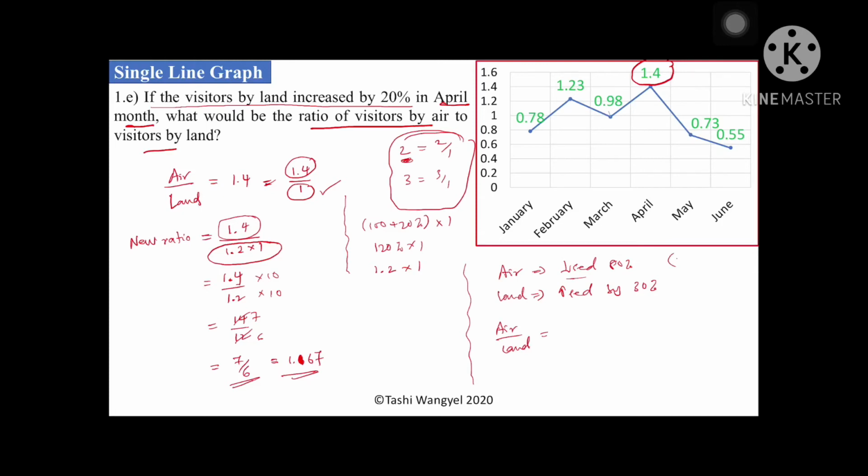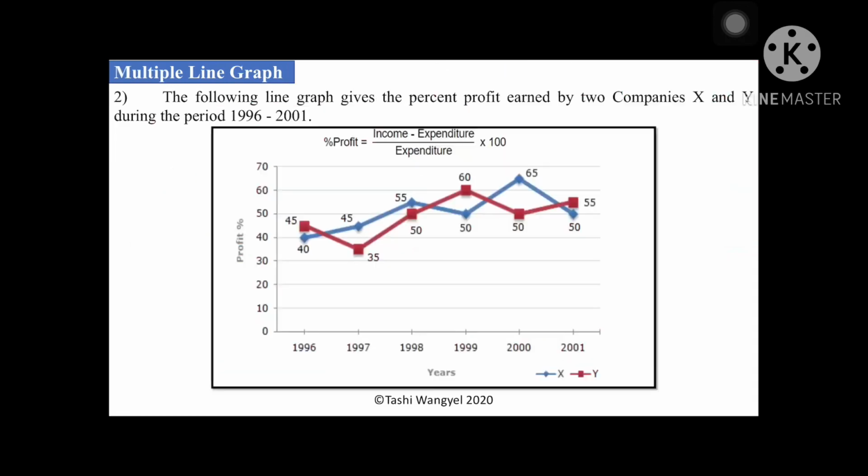Air decreased by 80% means 100 minus 80, which is 20, so 0.2 times the numerator's initial value of 1.4. Land increased by 30%, so 100 plus 30 is 130, so 1.3 times the initial value 1. Then 0.2 and 1.3, for percentages, we multiply by 10.